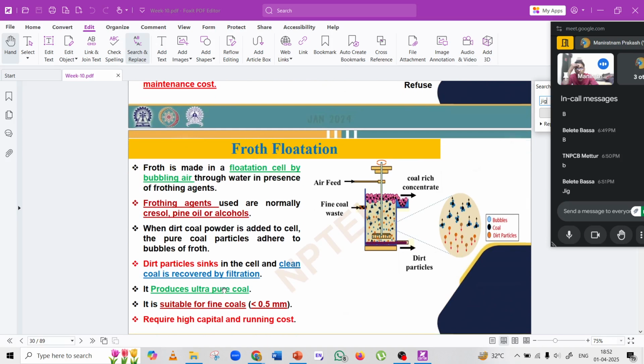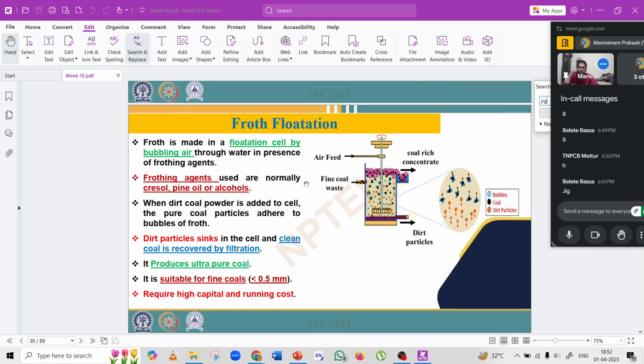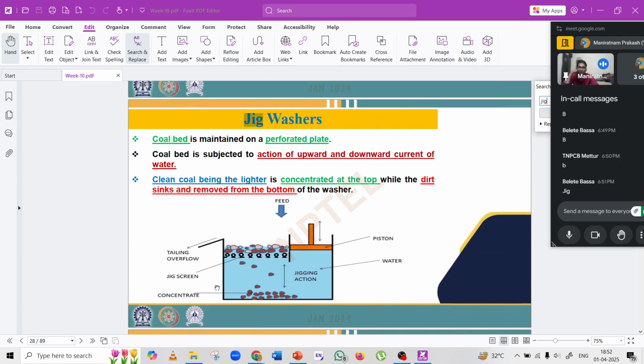But here you can see this is suitable for fine coals, because here we are using air and all this thing. Air is fed, then fine coal is added, and there is a proper washing and all this thing. But it is a normal thing.